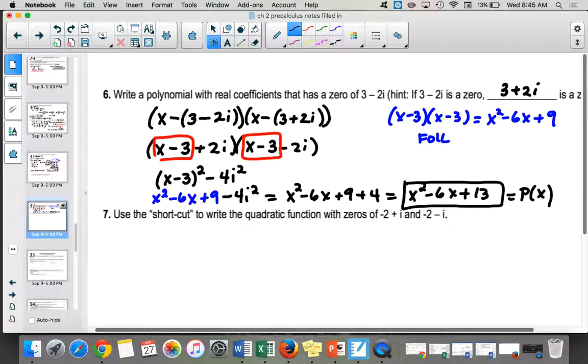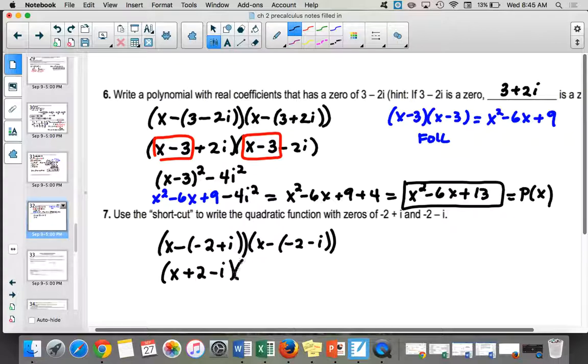Okay. And then number 7 says use the shortcut to write the quadratic function with zeros of -2 plus i and -2 minus i. I'm doing the shortcut, so we just did it, didn't we? Same idea. So it'd be x minus (-2 plus i) and x minus (-2 minus i). So you'd have x plus 2 minus i and x plus 2 plus i. Again, we're grouping the x plus 2's together, and then we're doing our FOIL with x plus 2 as a single term. So we have (x plus 2) quantity squared minus i squared.